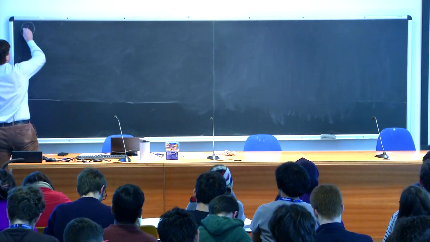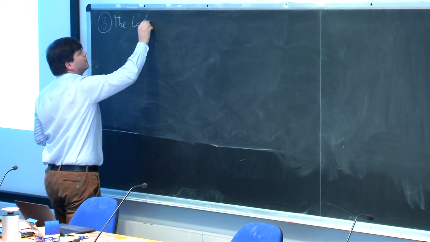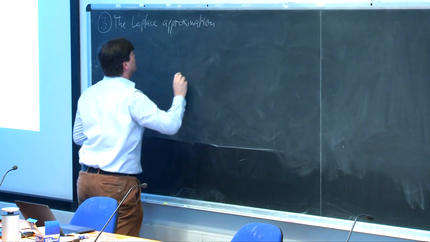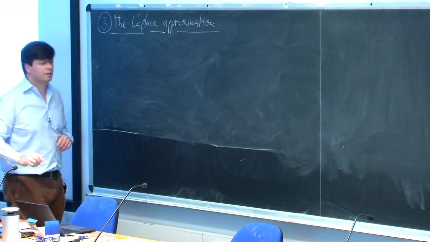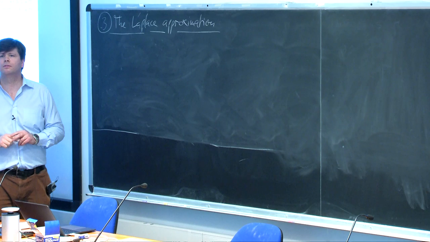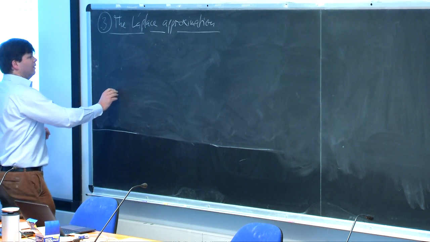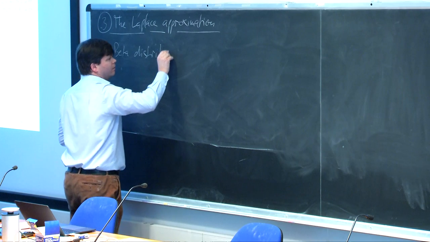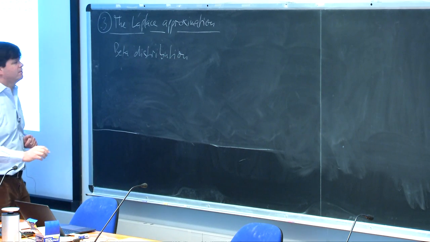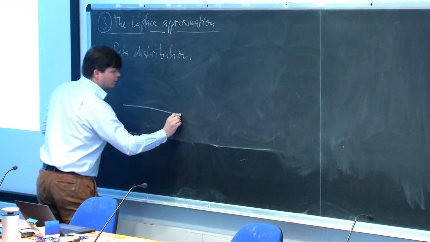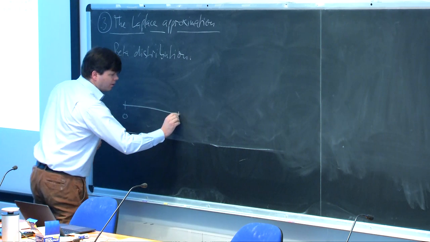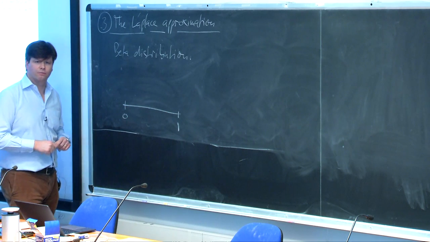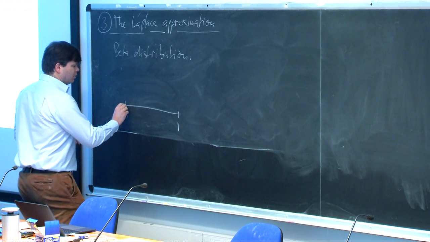Let me say, I think this is chapter 3 here. The Laplace approximation. Who is not familiar with the beta distribution? Some of you, yes. So the beta distribution is this. It describes your uncertainty about a quantity in the unit interval. So you have 0 here, and you have 1 here. And you don't know where on the line your quantity is. So your probability distribution will look something like this.